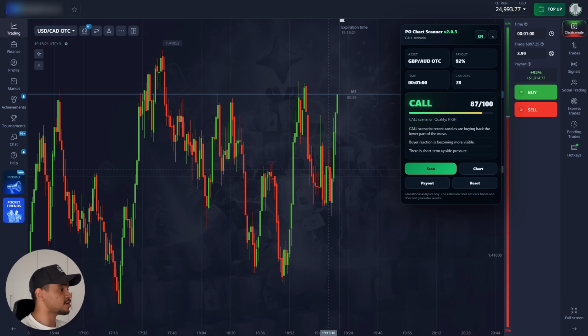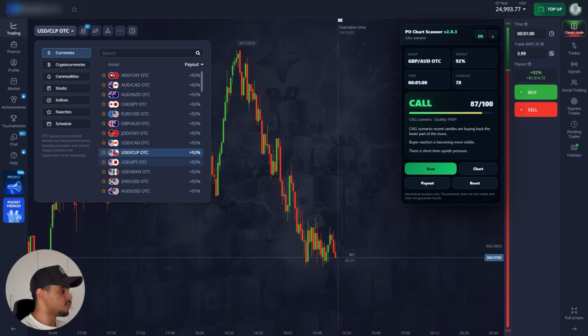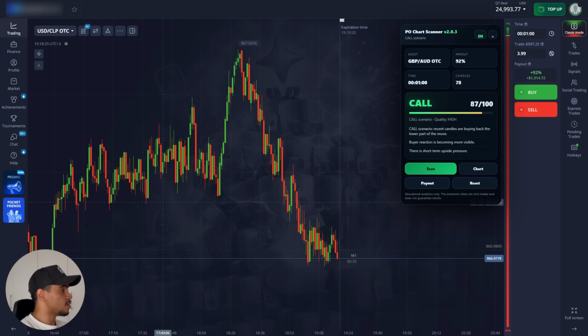So let's do our final trade. We have 30 seconds to find an asset, and we had a sideways move here into a bullish impulse and now a full-on reversal. So we want to capture this part right here with a little bit of a sideways move and see if we get a signal.